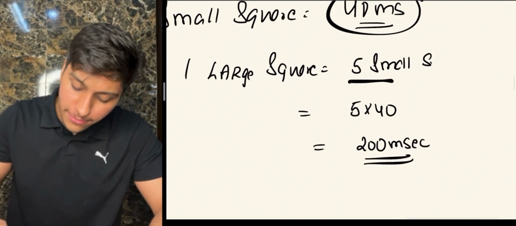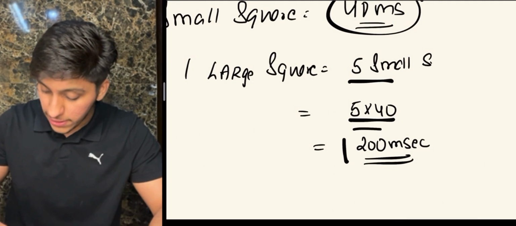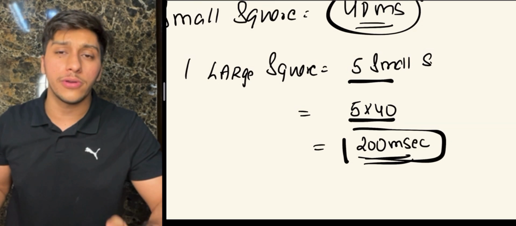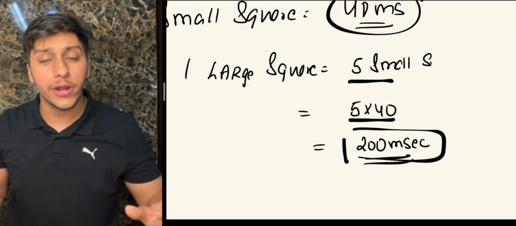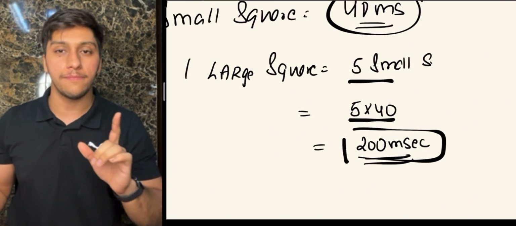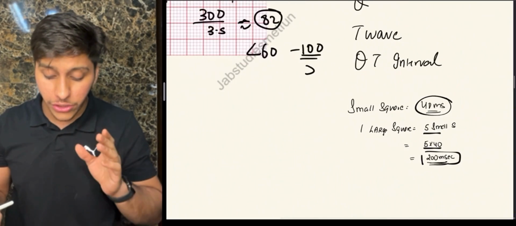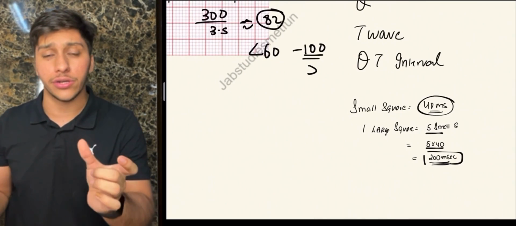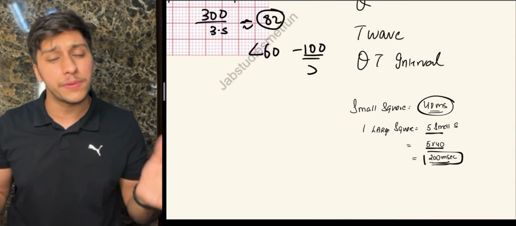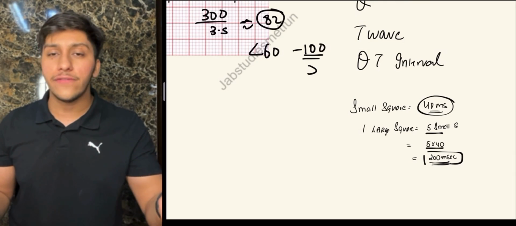So 5 times 40 is equal to 200 milliseconds. One small box is going to be 40 milliseconds, and one large box is equal to 200 milliseconds. Now you need to remember the values of each duration: how long is the P wave, how long is the PR interval, QRS, QT, T wave and all.